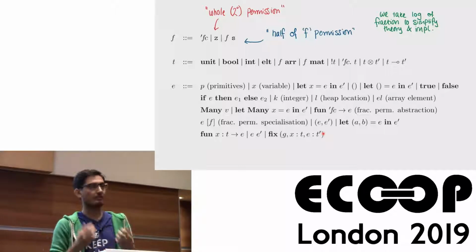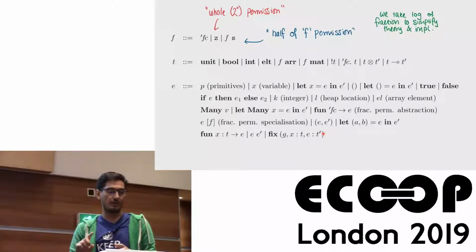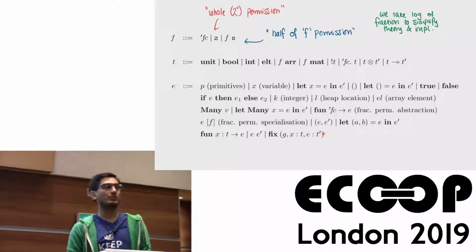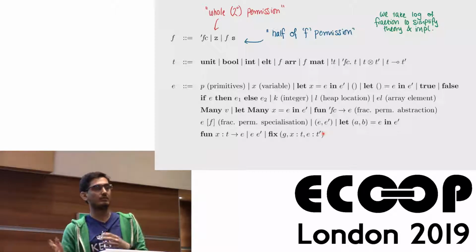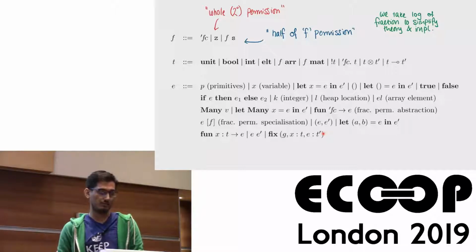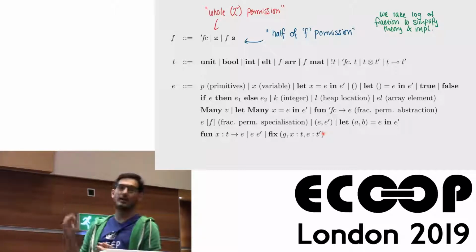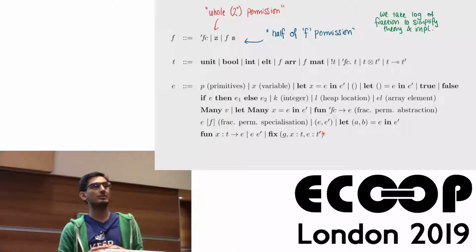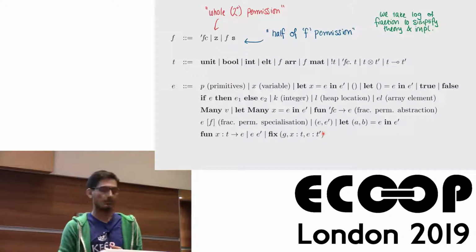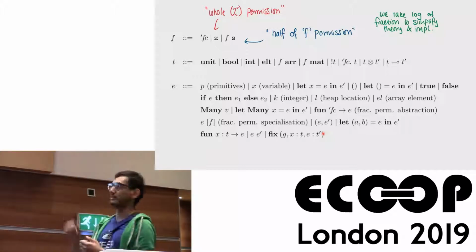Our types are familiar: units, bool, integers, elements. However, anything which we don't consider a value, such as a pointer to an array or a matrix, is indexed by a fractional permission. We also have the bang modality for being able to use values intuitionistically. So, for example, being able to say x times x when x is an integer. We have pairs and functions as well.